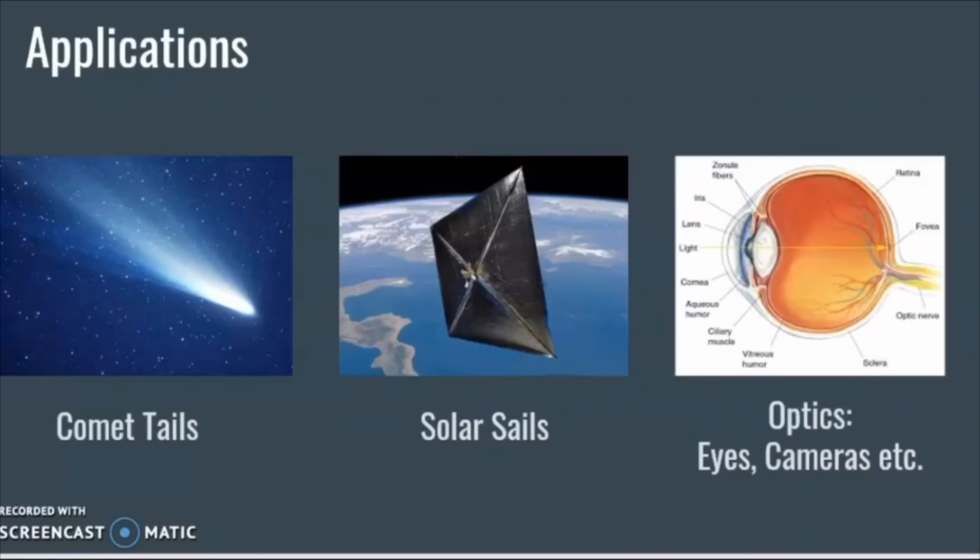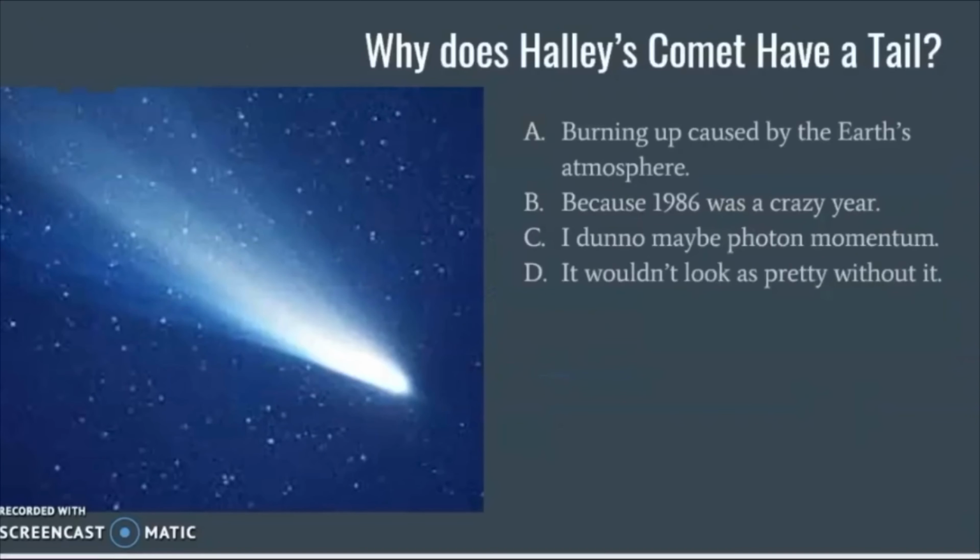Okay, now let's get to some photon momentum applications. Here are three major ones that are brought up in the OpenStax textbook. First we have comet tails, then solar sails, and then optics. That's any kind of imaging device, cameras, eyes, things like that. And so let's get into comets first.